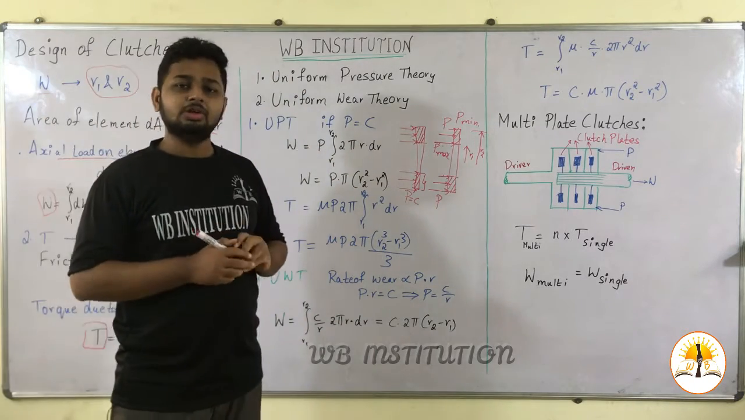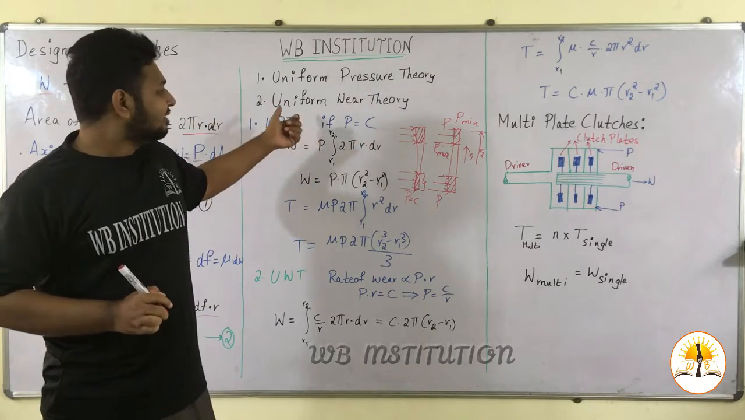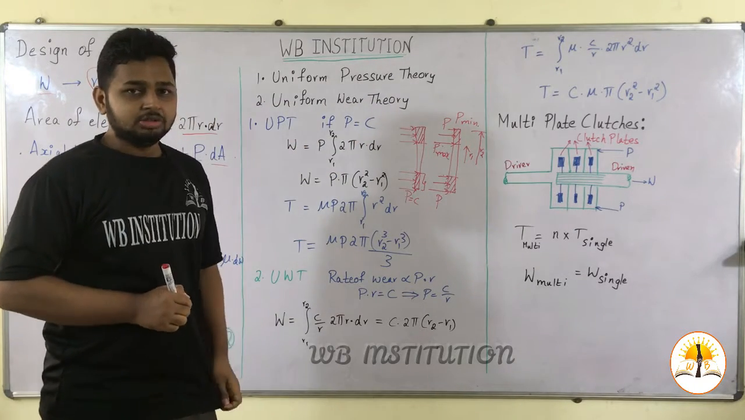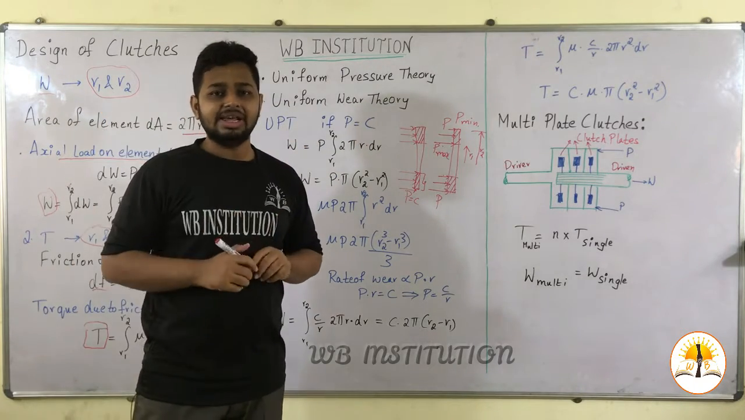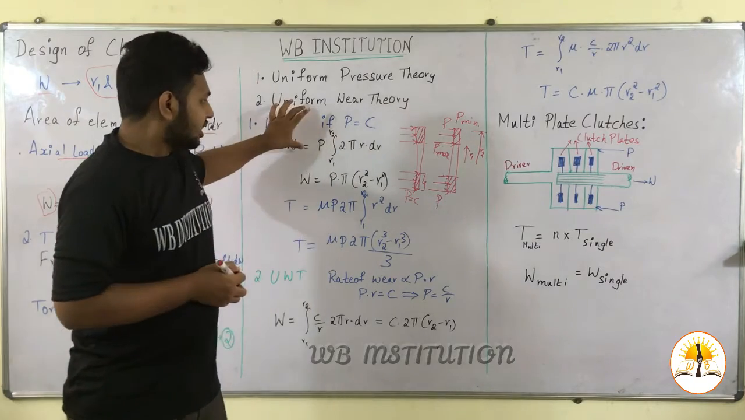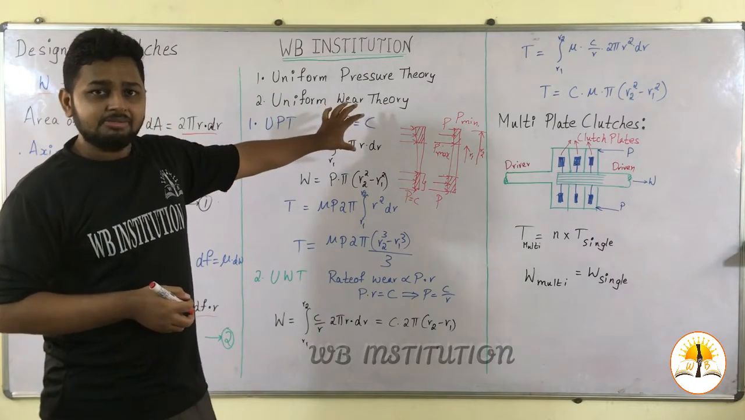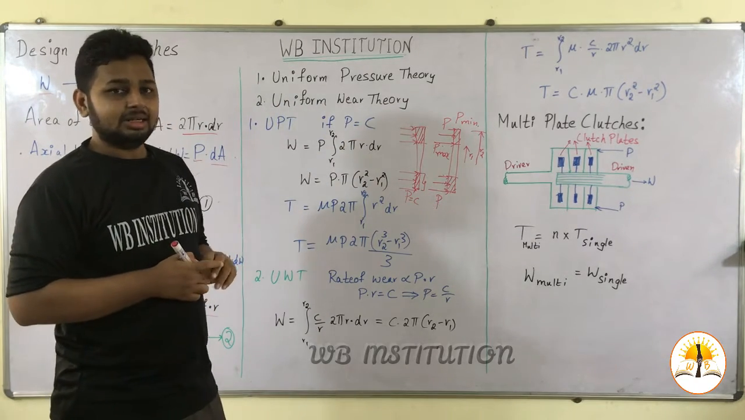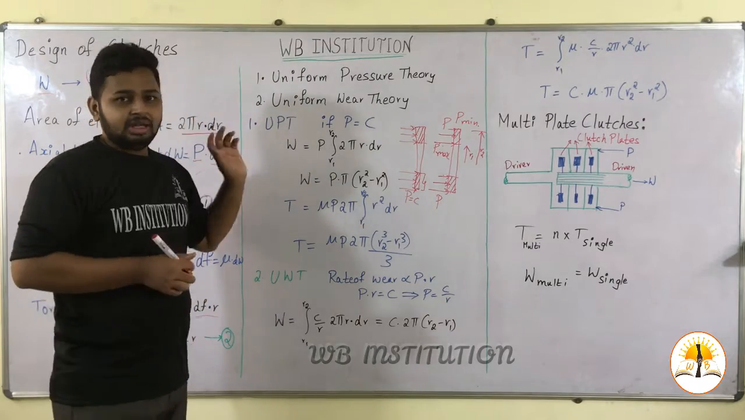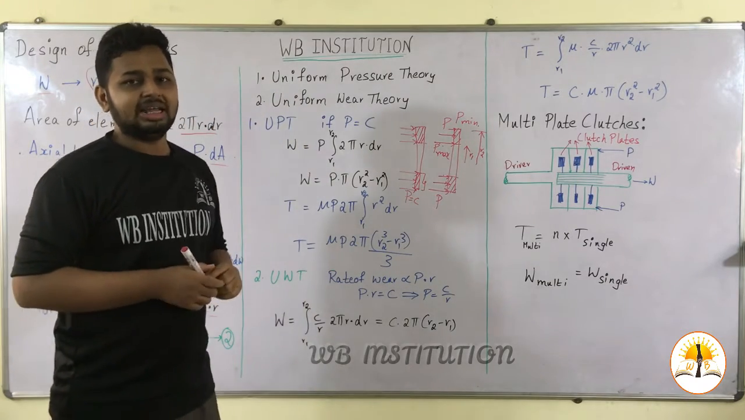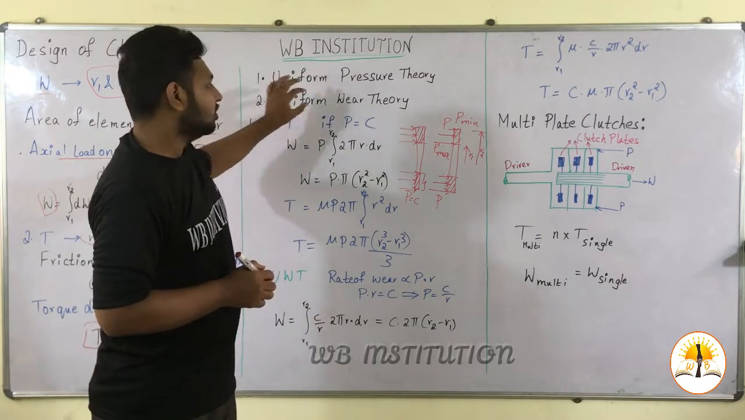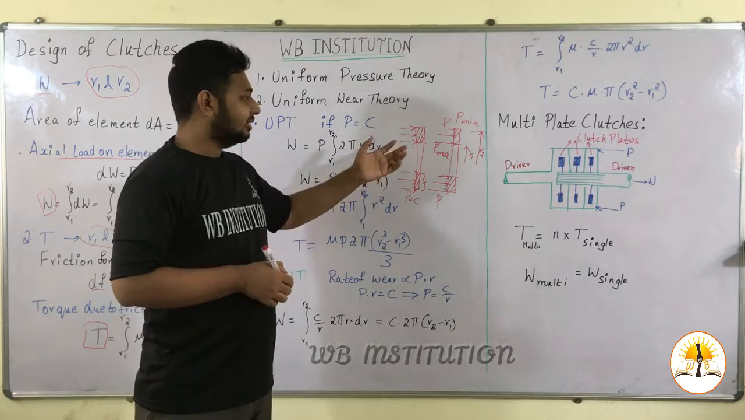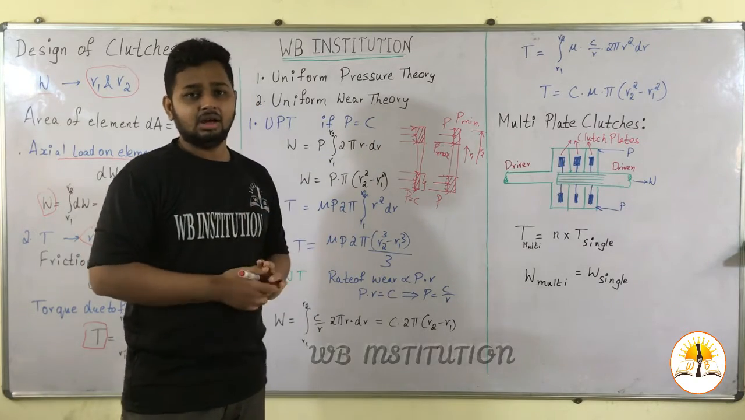Where do we get uniform pressure theory and where do we say uniform wear theory? If a clutch is newly introduced in the machine element, then we say it follows the uniform pressure theory. If it is an old machine element, then we say it follows the uniform wear theory, since the friction liners have worn.